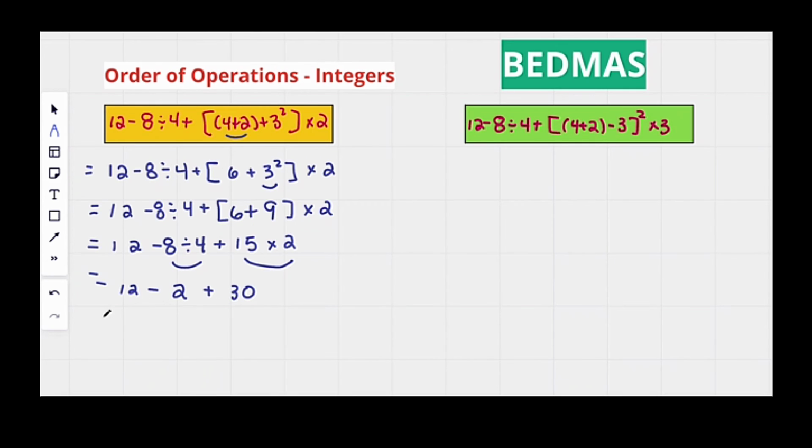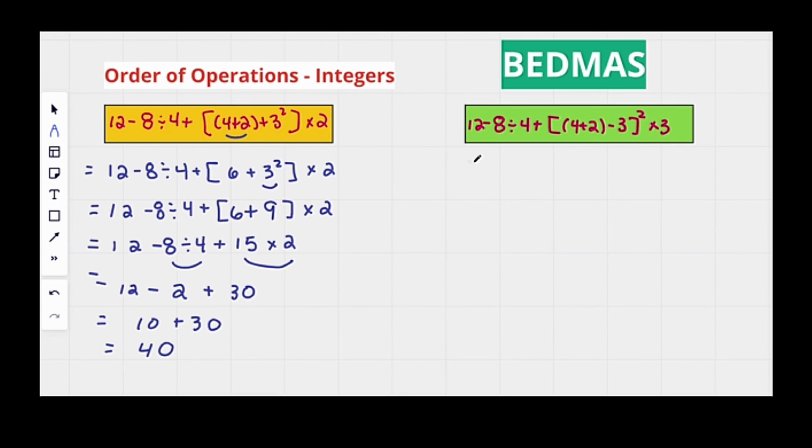All right, then we have only subtraction and addition left. And so subtraction and addition is at the very end of BEDMAS, and we do it in the order that it comes from left to right, which means we're going to do this one first, and then we're going to add. So 12 minus 2 is 10, plus 30. So our total here is 40. Okay, let's do the next one.